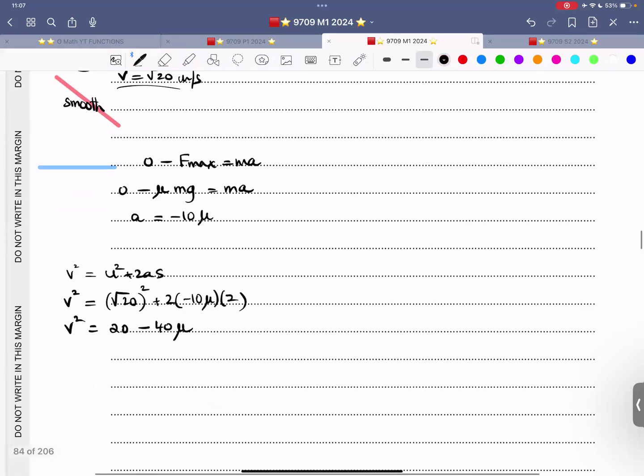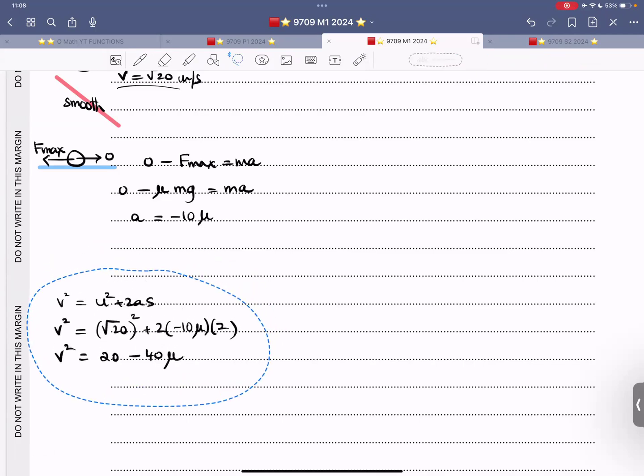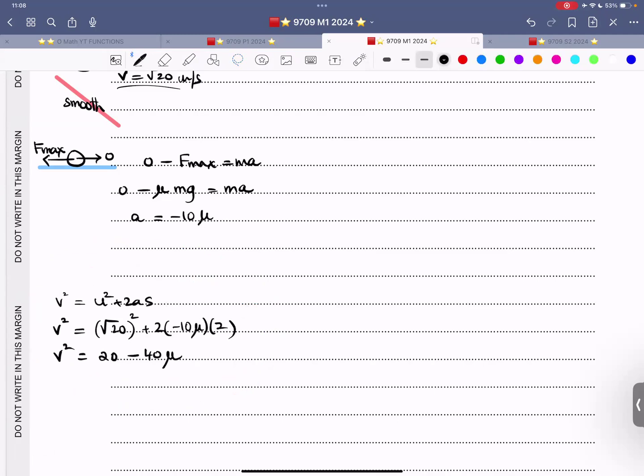Now over here for the second stage, what is happening? Again, the forward force is 0. The backward force is F max. Let me shift this thing down a bit. Now over here, U is the same as the previous V, which is root 20 meter per second. Now what is unknown over here? For the second stage, mu is unknown. M and M would cancel out. That's not an issue. So acceleration is coming out to be in terms of mu. That thing is done.